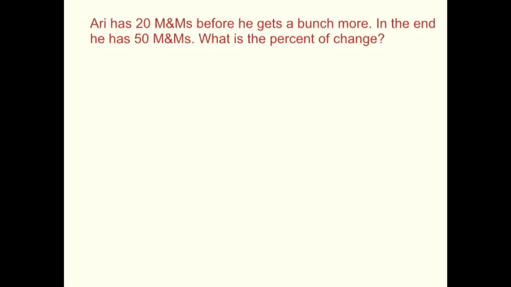So now we use this formula for the same idea, but instead of a dollar amount, we're talking about just plain percent of change. So Ari has 20 M&Ms before he gets a whole bunch. So the M&M fairy comes and drops a bunch off. And in the end, he has 50 M&Ms. So his amount of change is 50 minus 20, or 30 M&Ms. So he started with 20. He ended with 50. So the amount of change is 30, and his original amount was 20.